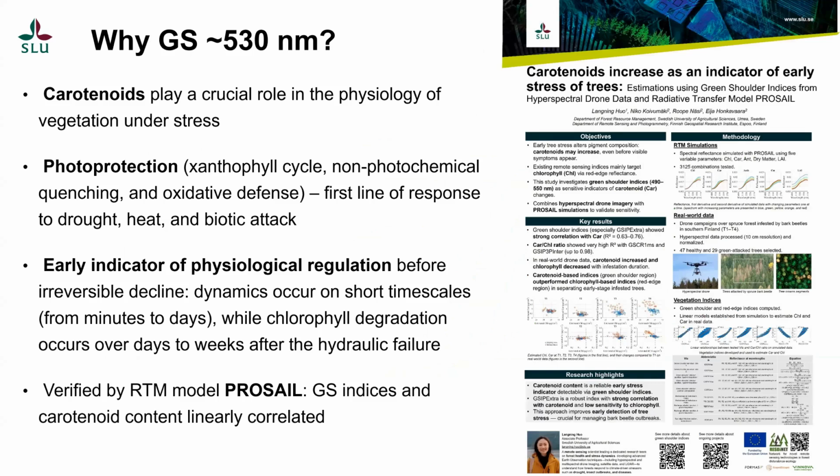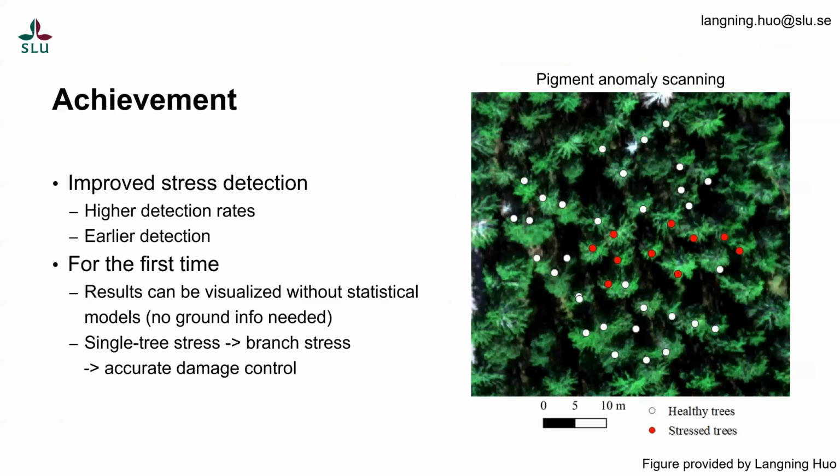And why this index is so good at capturing the stress is related to the carotenoid contents, which is a group of pigments that have a role in photoprotection and protecting the trees from harmful radiation, especially under stress scenarios. And then this can be a very good indicator of early vitality decline compared to other indices that are related to the chlorophyll. And then the chlorophyll will only start the degradation much later. And this is in this Eiger's paper, which you may be interested to read, where they show a strong linear correlation between the green shoulder indices and the carotenoids.